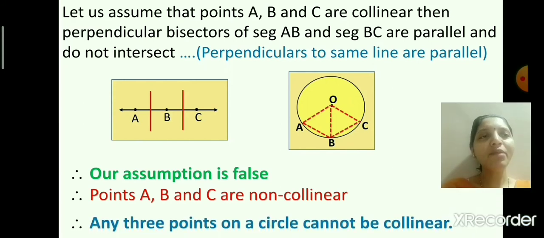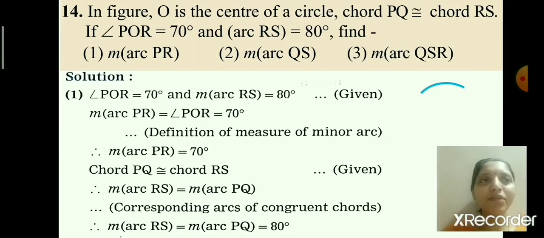Therefore, any 3 points on a circle cannot be collinear. Hence, we have proved the statement. I hope you all are getting this, how to solve this sum. Okay, now let's move on to the next sum, that is 14th sum.